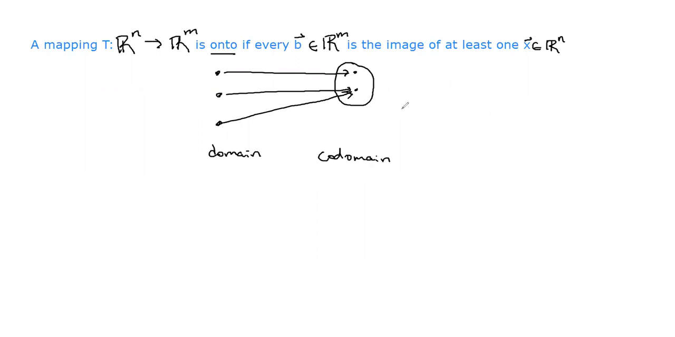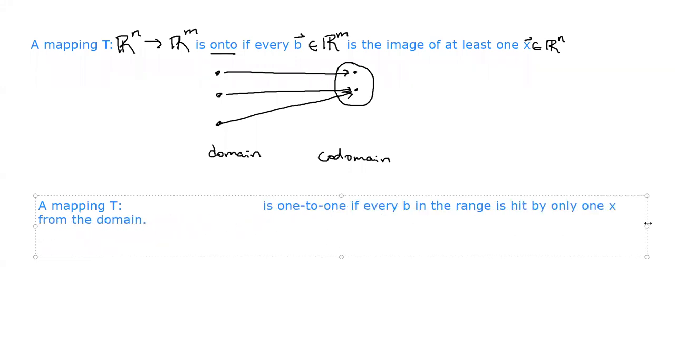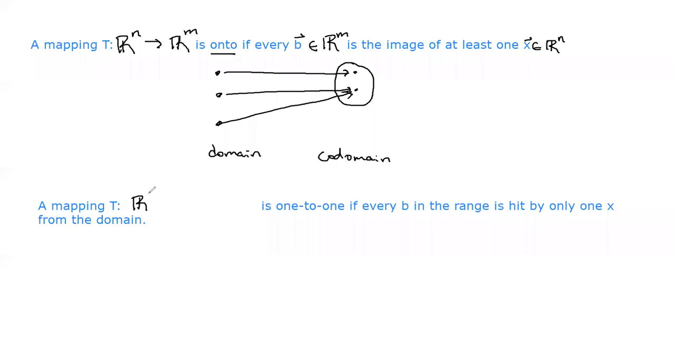There's another type of function that you maybe have heard of before, which is called a one-to-one function. Our linear transformation equivalent of a one-to-one function is that a mapping T that again goes from Rn to Rm is going to be one-to-one if every single b in the range is hit by only one x from the domain.